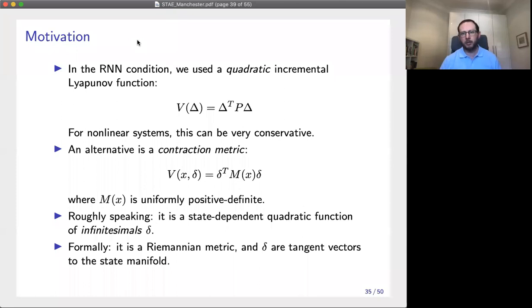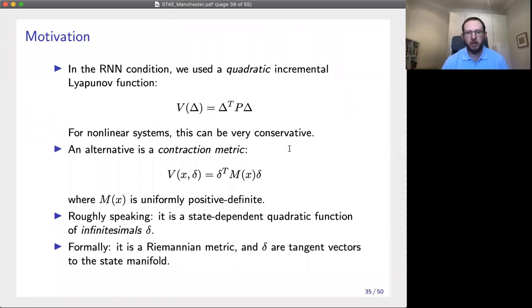But there was one limitation, which is that we still used a quadratic incremental Lyapunov function to verify stability. And we know that in general, for nonlinear systems, restricting yourself to quadratic Lyapunov functions can be quite conservative. So an alternative, which I've worked with quite a bit, is something called a contraction metric. This keeps some of the nice features of quadratic Lyapunov functions, but allows them to be much more flexible by effectively allowing the Lyapunov matrix to vary as a function of state.